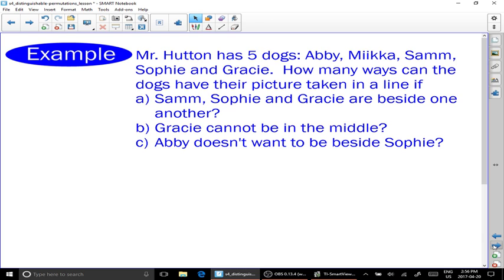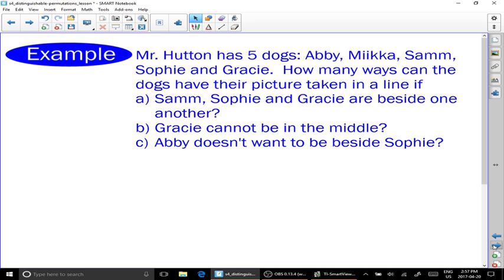Well, when we have a question like this, when we have things in a line and we want things to be together, what we have to do is think of the things that we're having together, so that's Sam, Sophie, and Gracie, and pretend like they are one unit. They are one unit, okay? So if the 3 dogs are one unit, how many units are there all together? No, there's only 3, because the 3 dogs count as one, and then we still have 2 left over.